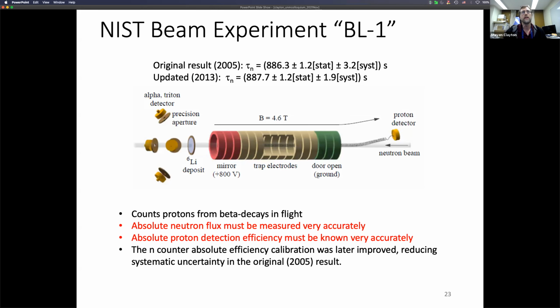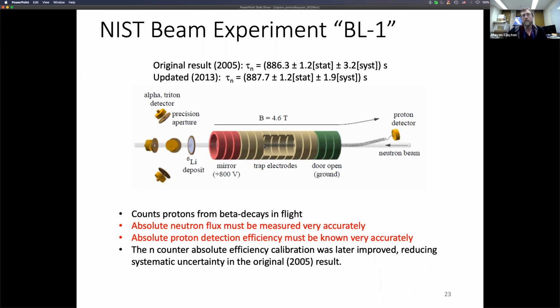So this is the best beam experiment. Originally, actually they released the result in 2005, but it was updated. They readdressed their leading systematic and actually produced a more precise result later because the systematics have gotten smaller. So this again counts protons from beta decays in flight. So the protons that are left over after the neutron decay get trapped in this Penning trap, it's called.